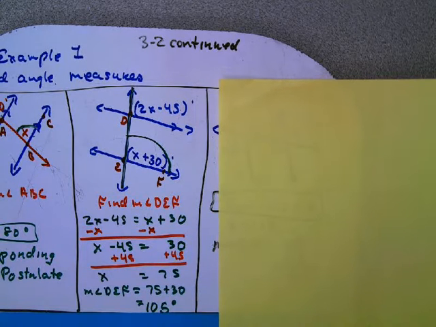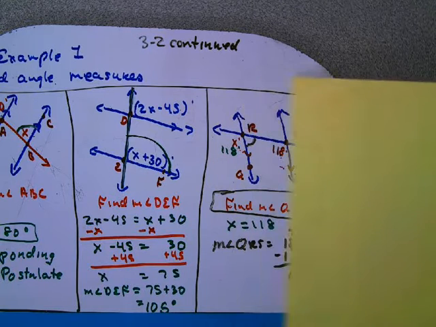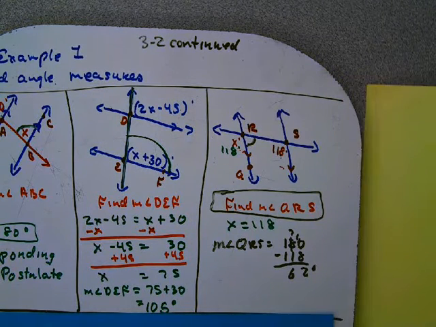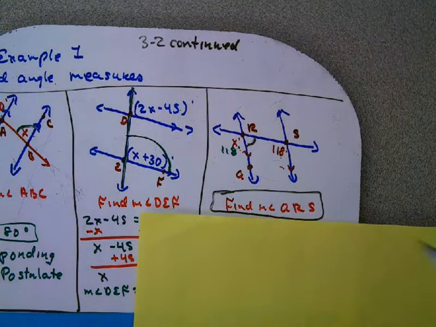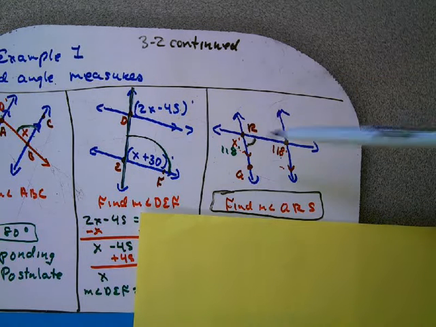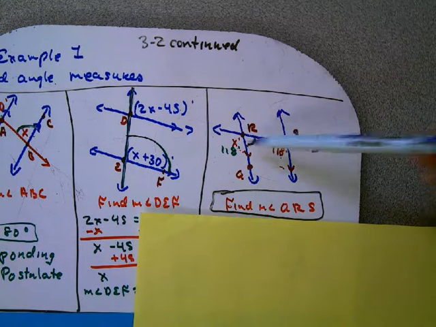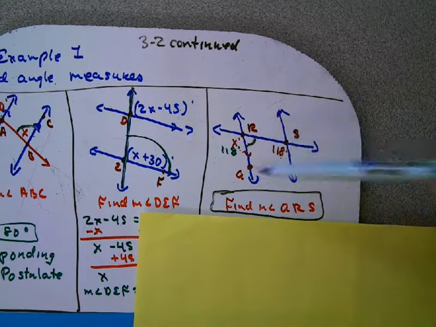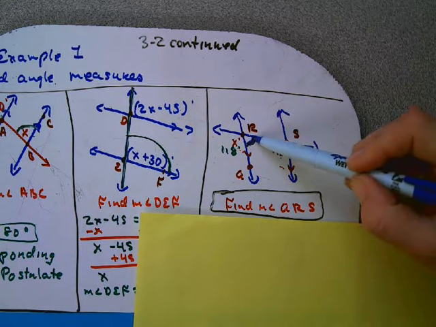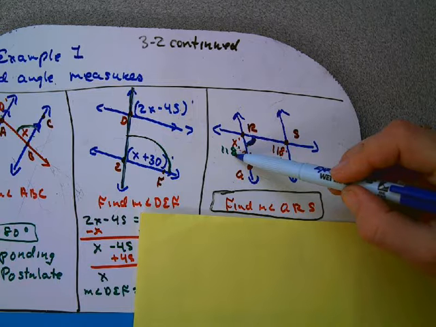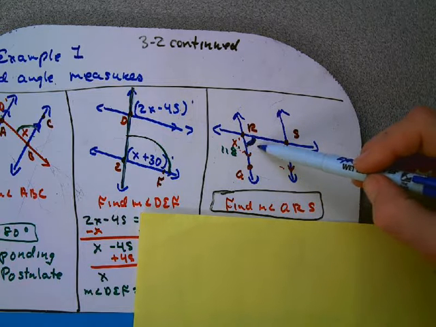Let's look at one more of these corresponding angles things. Here's where it can get a little tricky. Notice they gave you this angle as x and this as 118, and you want to find QRS, which is this angle right here. Well, I know this is corresponding to this, so it's 118. But I'm not looking for this angle. I'm looking for this one. And I see that they're a linear pair, this angle and this one.